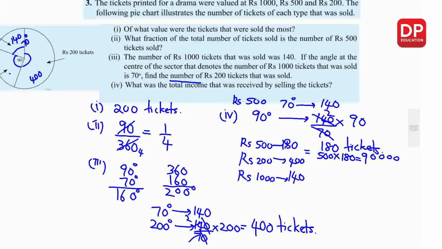What about this one? 200 multiplied by 400. So you get 0, 0, 0, 0, 4 times 2, 8. This one, 1000 into 140. So 1, 2, 3, 4. And then 14 times 1, 14. So altogether, what's the total income?